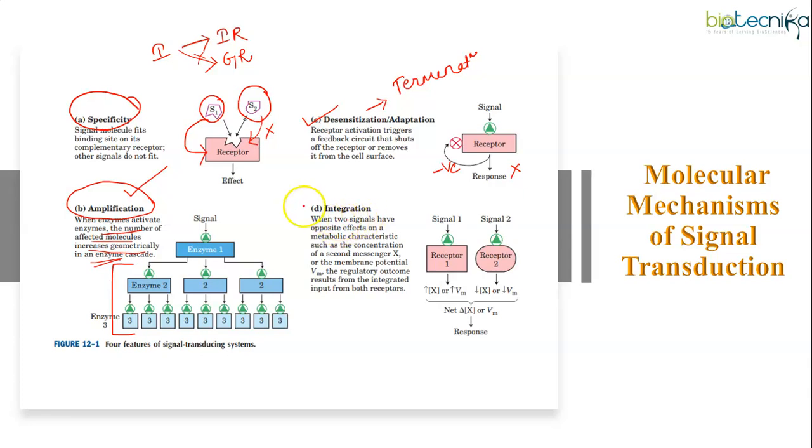And the last one is integration. Integration happens sometimes when two different signals bind to their corresponding receptors and combine together, generating a common response. That is known as integrating or combining two different pathways leading to a common response.